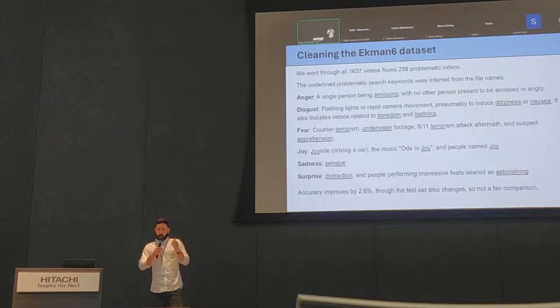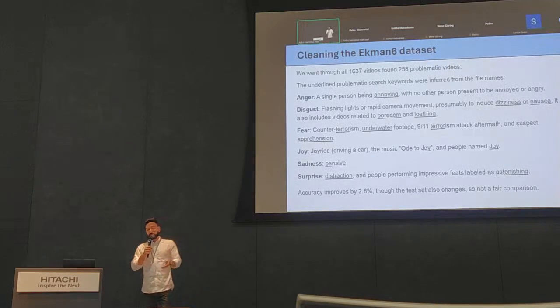Suspect apprehension. In joy, which was pretty problematic for me, there are videos of joyride, just somebody driving a car. Music videos including Beethoven's Ode to Joy, and very weirdly, videos with people named Joy. So there is not the emotion of joy, but just a person named Joy. In sadness, you have pensive. In surprise, you have distraction, and people performing impressive feats labeled as astonishing. Once I remove these videos, the accuracy improves a bit, but I wouldn't present this as a quantitative study because the test set also changes, so it's not a fair comparison.